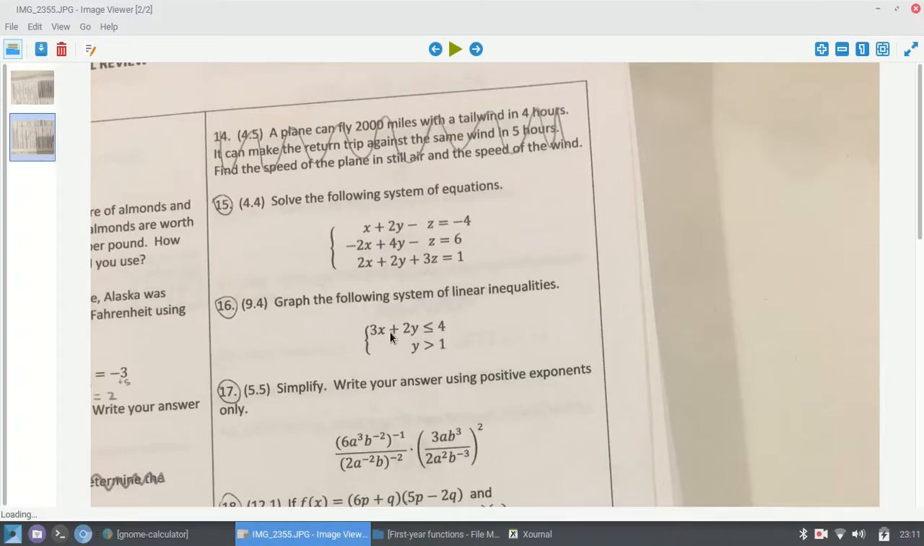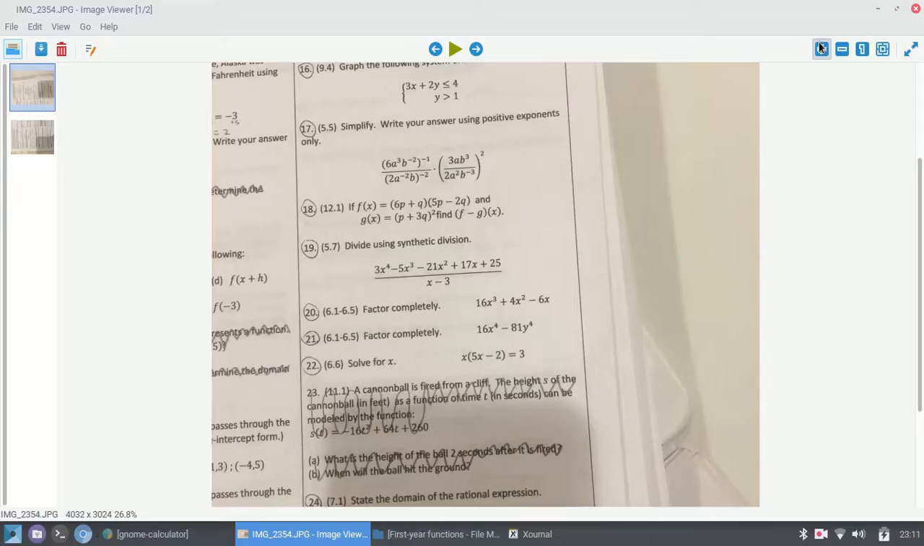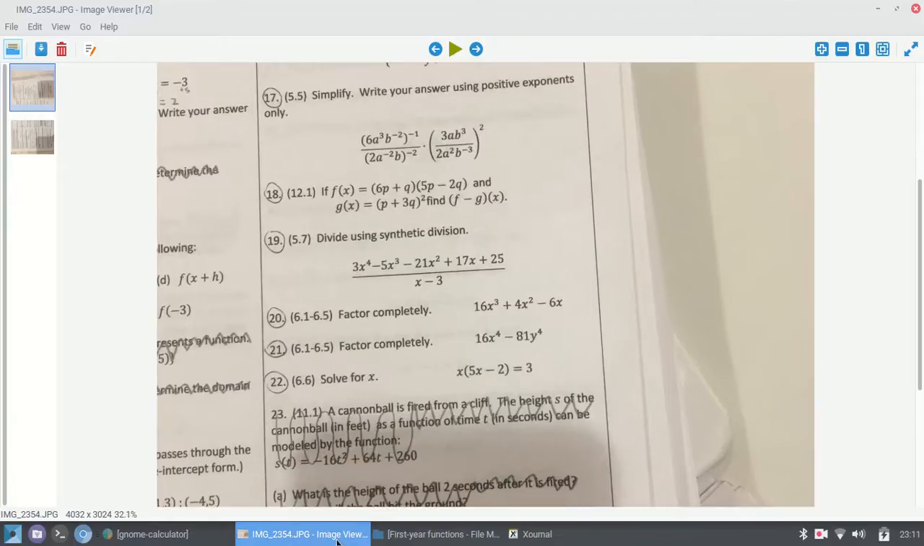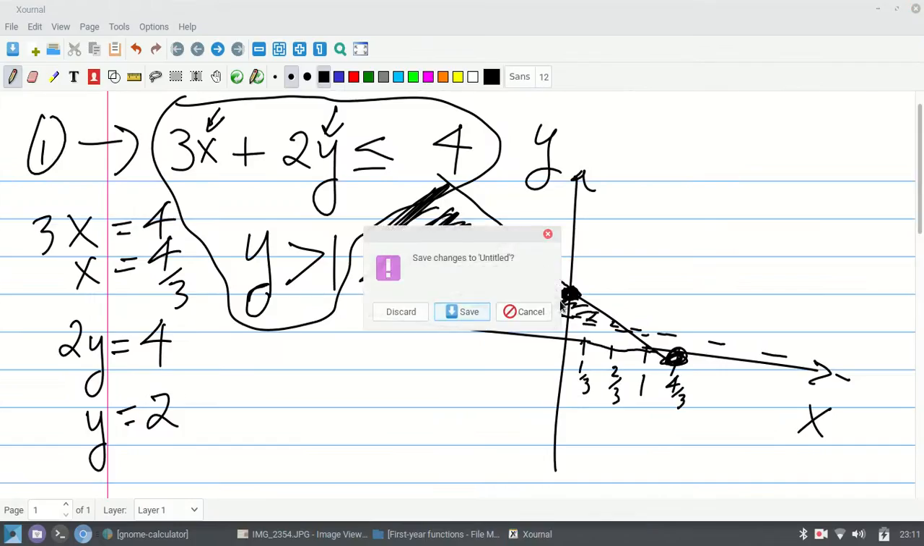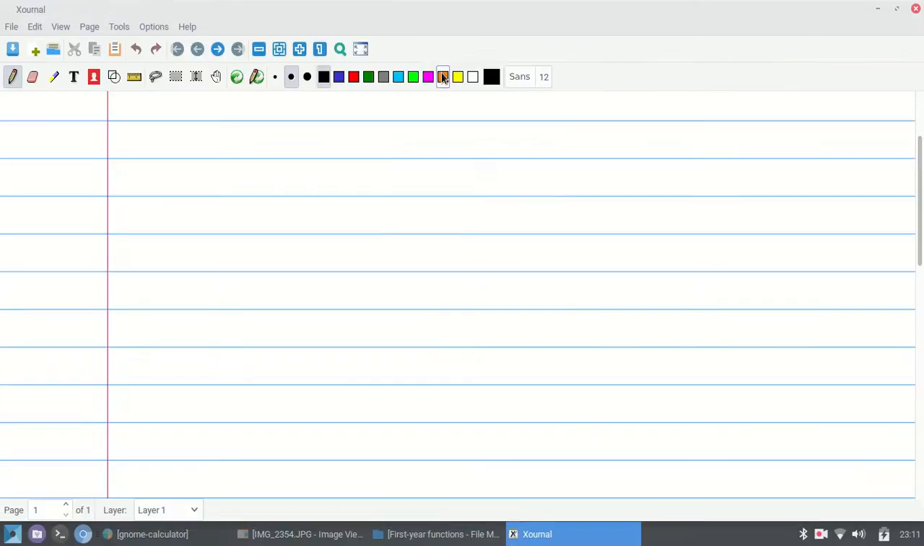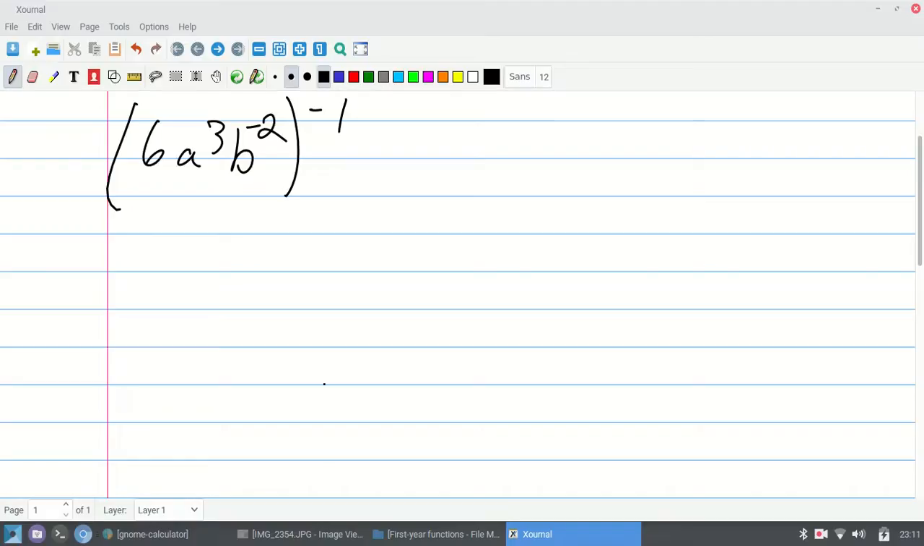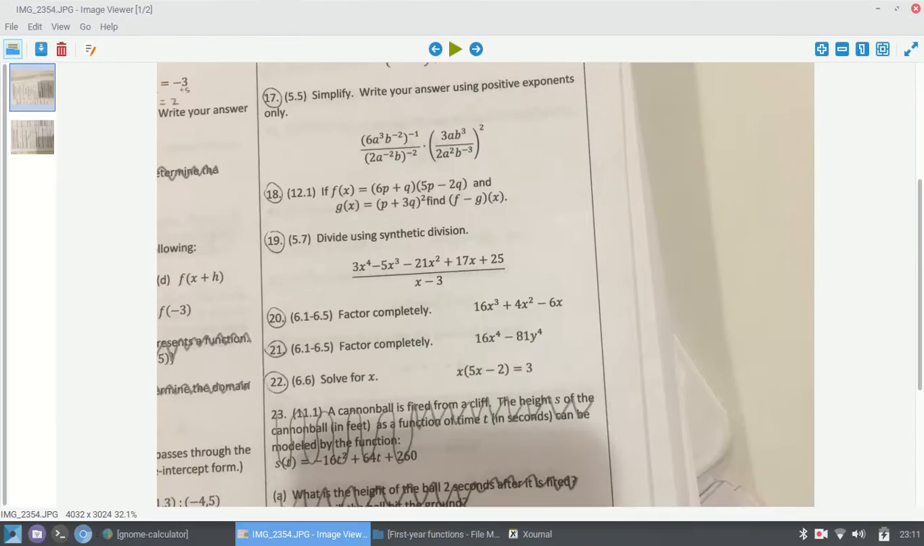Next, simplify. Oh gosh, I did it yet again. I don't know why I'm screwing up with that. Okay. Simplify, write your answer using positive exponents. Okay, we can do that. Let's see, simplify using positive exponents. So this is going to be hard to write. 6a cubed b squared, I think, all to the -1. Is that right? No, -2 over there. Right, good.